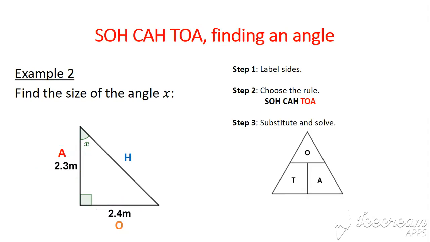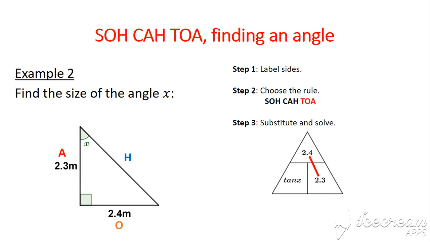Right, well here's my TOA triangle, and we're up to step 3, substitute and solve. Remember the T in the bottom left means tan of the angle theta. No, we're not using theta, we're using x, so tan of x. But we don't know what x is, so we can't put that into that section of the triangle. We can put 2.4 in for O, and we can put 2.3 in for the adjacent A.